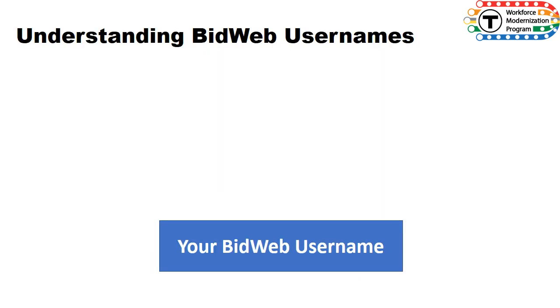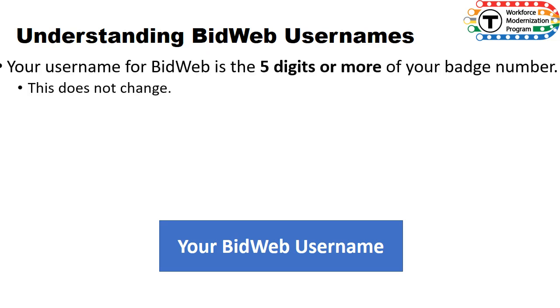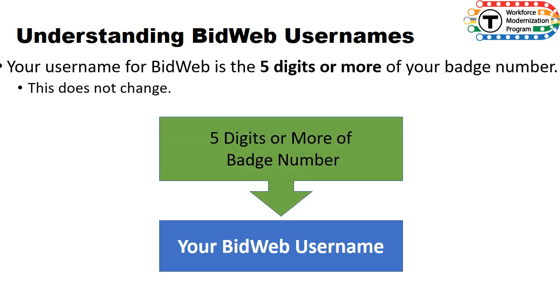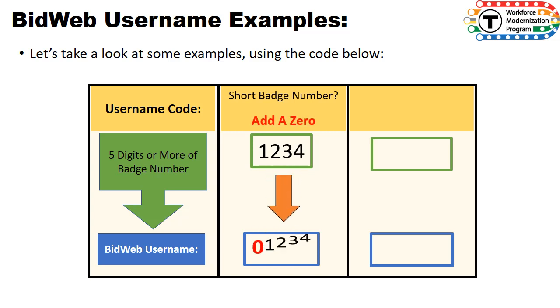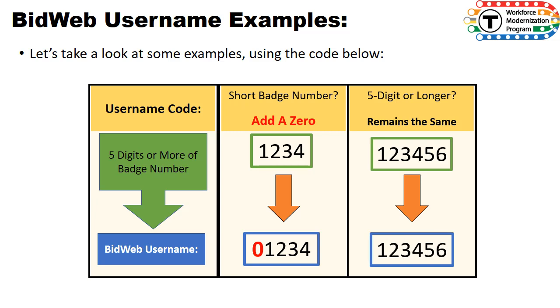First, let's make sure we understand BidWeb usernames. Usernames for BidWeb are always 5 digits or more of your badge number. This means if you have a short badge number, or a badge number with less than 5 digits, be sure to add a 0 when inputting your BidWeb username. If your badge number is 5 digits or more, type the whole badge number as your BidWeb username.